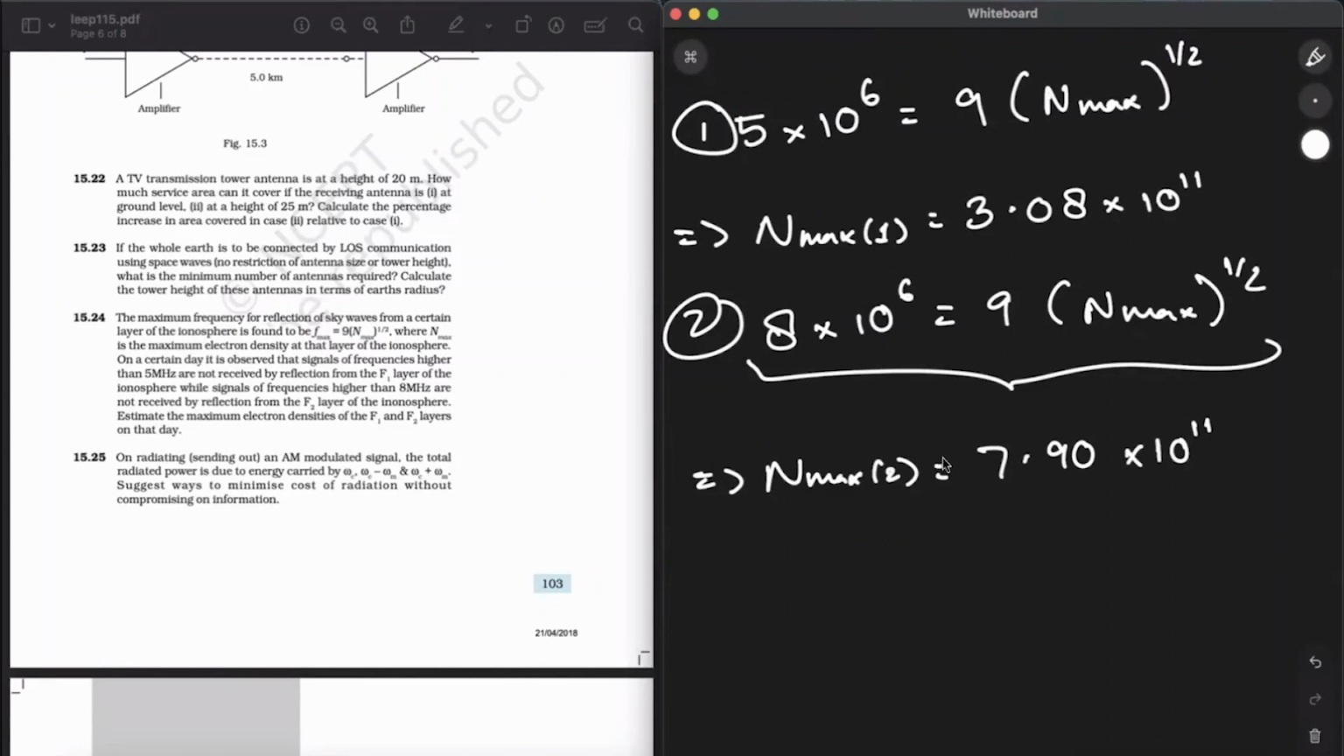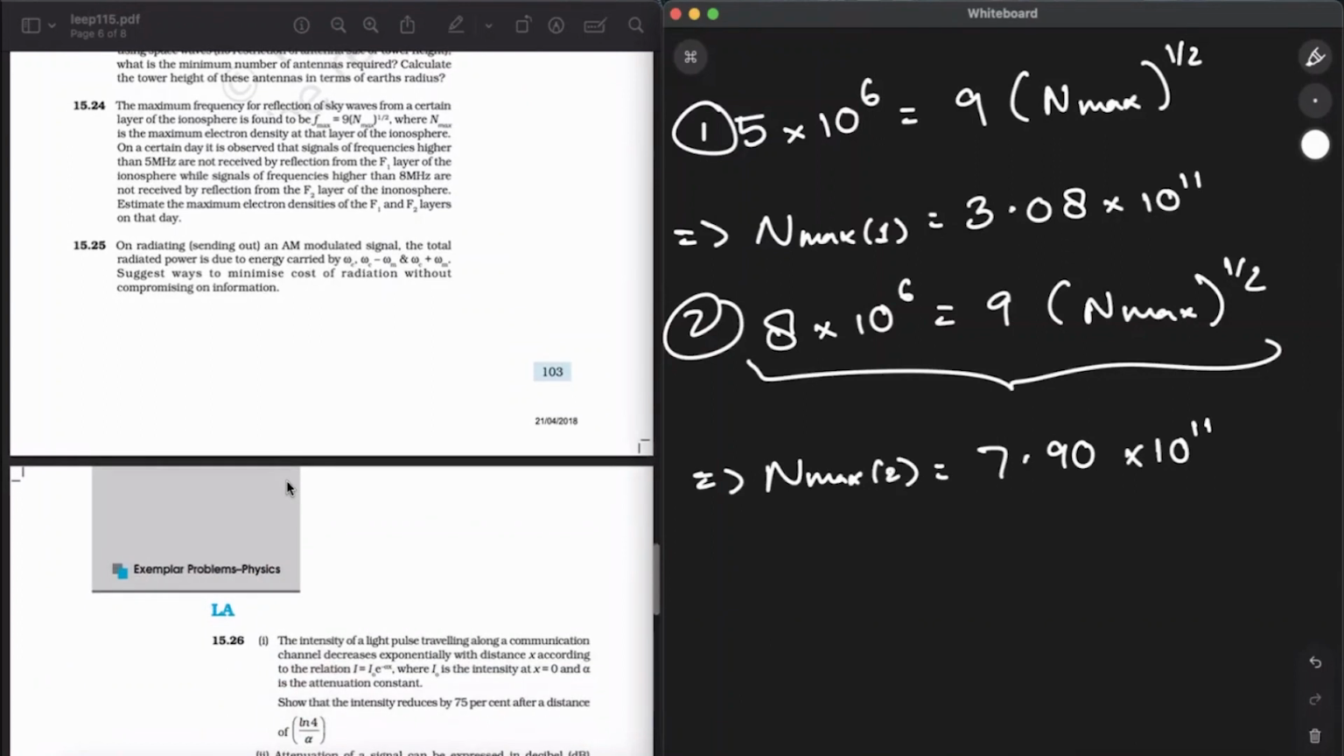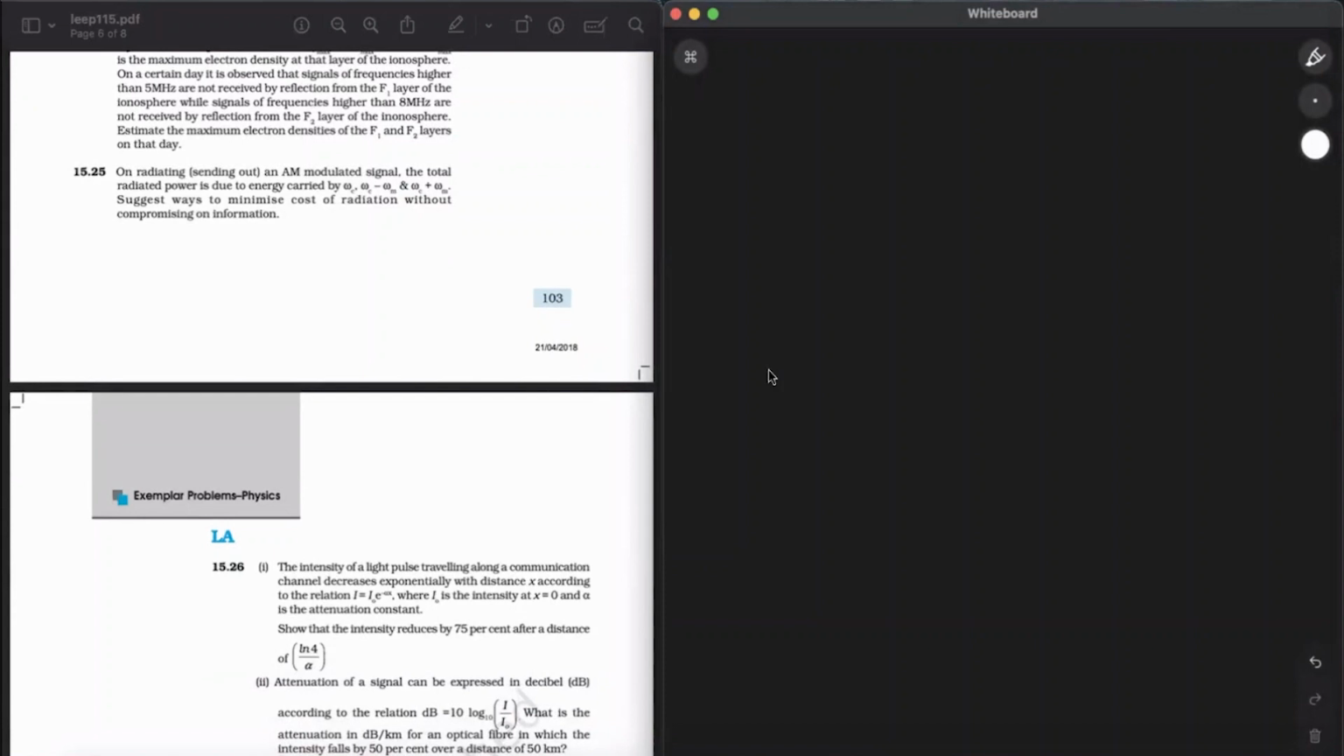Alright, hopping on to the next question, question number 25. On a radiated AM modulated signal, the total radiated power is due to energy carried by WC, WC minus WM, and WC plus WM. So suggest ways to minimize cost of radiation without compromising info. So sideband frequencies, that is the concept behind this question.